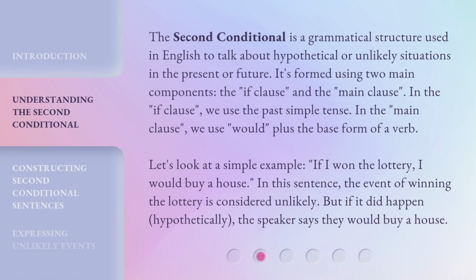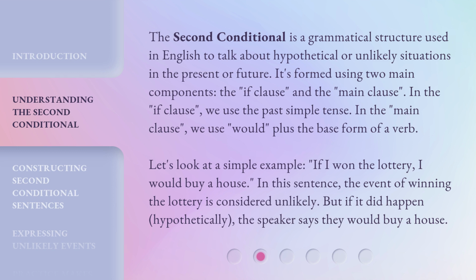The second conditional is a grammatical structure used in English to talk about hypothetical or unlikely situations in the present or future. It's formed using two main components, the if clause and the main clause. In the if clause, we use the past simple tense. In the main clause, we use would plus the base form of a verb.